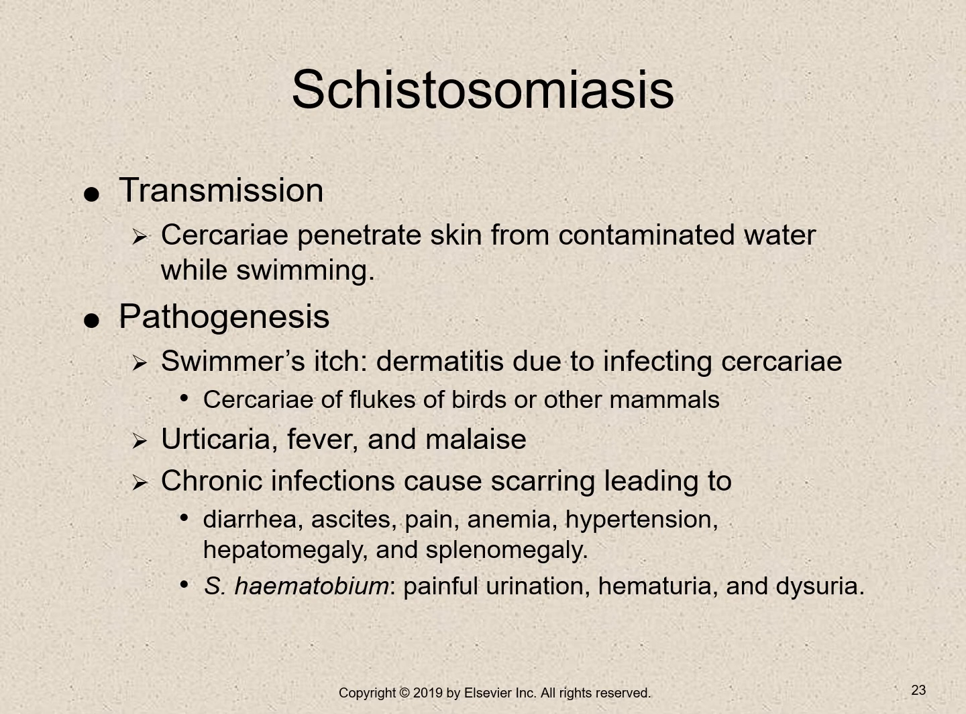Chronic infections with schistosomes can lead to various clinical complaints such as diarrhea, ascites, pain, anemia, hypertension, hepatomegaly, and splenomegaly. With Schistosoma haematobium, painful urination, hematuria, and dysuria may be present, specifically with this species.